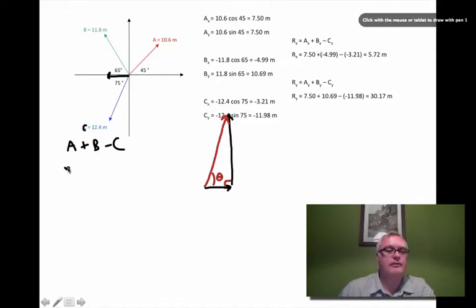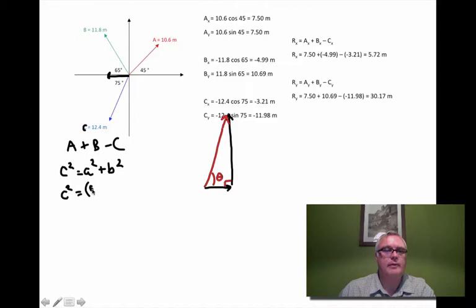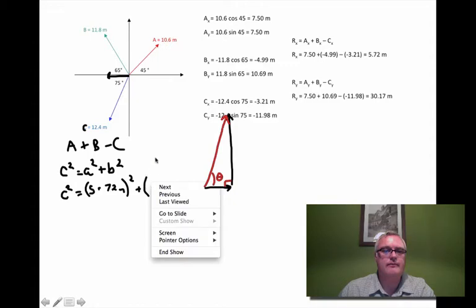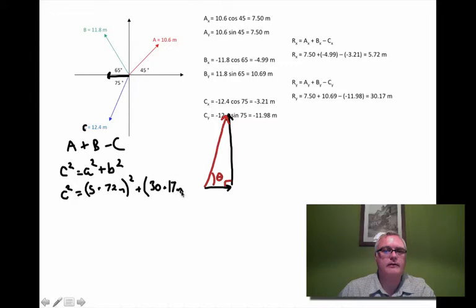So to find that resultant, I use the Pythagorean theorem. So I have my x component, which is 5.72 meters squared, and I'm going to add to that the 30.17 meters for the y component. And what I find is that the resultant here is 30.7 meters. That's the magnitude of this vector.